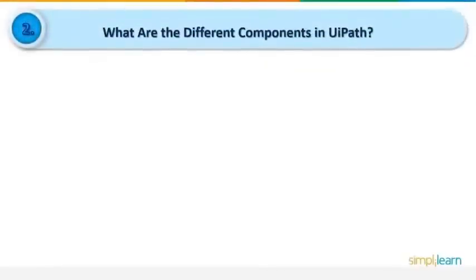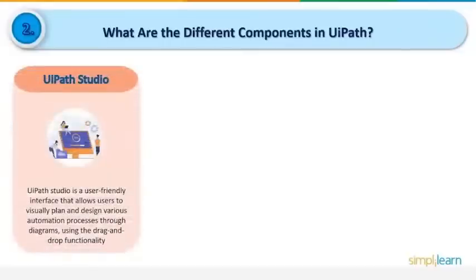What are the different components in UiPath? UiPath consists of three components mainly. UiPath Studio. UiPath Studio is a user-friendly interface that allows users to visually plan and design various automation processes through diagrams using the drag and drop functionality. These diagrams are merely a structural reflection of specific tasks that must be completed.